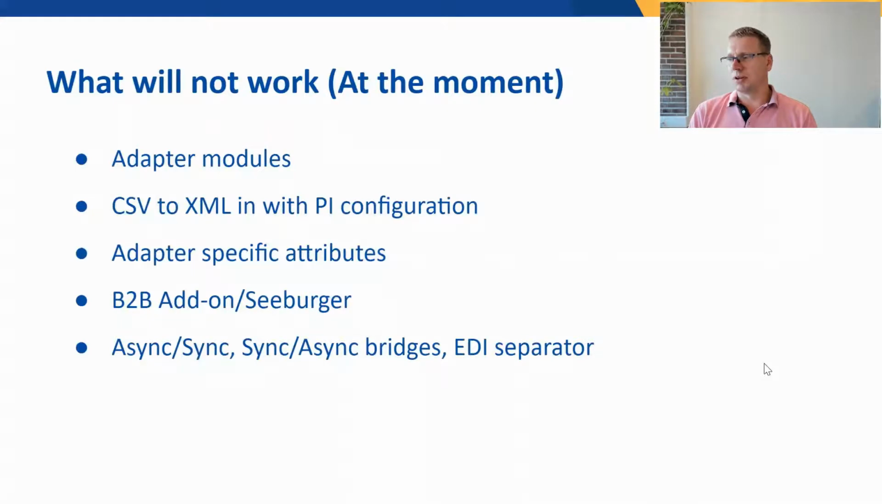At the moment, we do not support adapter modules, CSV to XML and the other way around, adapter-specific attributes, the B2B add-on, Seeburger, and the different bridges. But obviously, these should be pretty simple to handle, at least the last ones, even if the tool has you doing some of these steps a little more manually than would be ideal. But on the other hand, you're anyway saving a lot of time on these things using the tool. We do have the testing tool to support these two bridges, so it should be possible to do migrations also at some point in time.